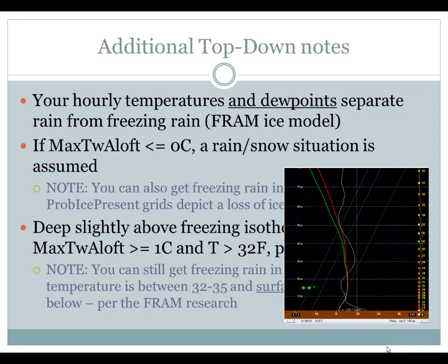And here's an example of that layer, where your max wet bulb is equal to 1C and temperature is greater than 32. So this would be a rain sounding. And if we did not have this check in there, the max wet bulb aloft curve would have suggested mostly snow, maybe a little bit of sleet mixed in. So this is like a little QC check.